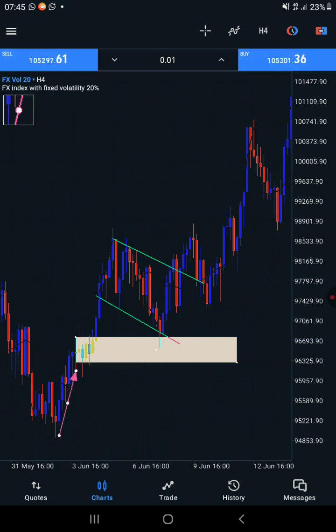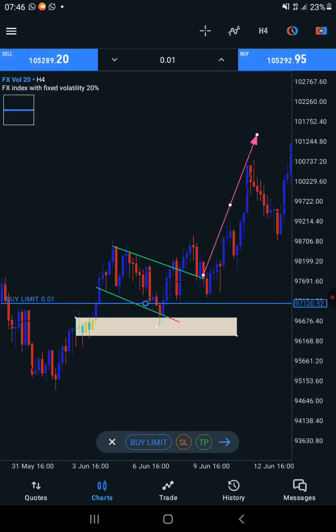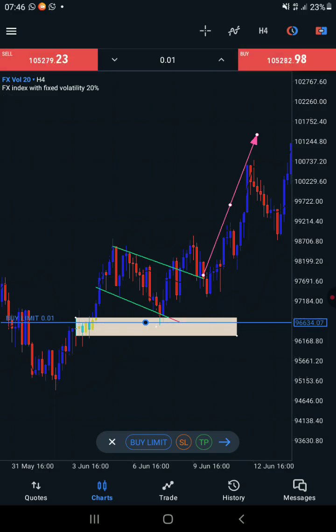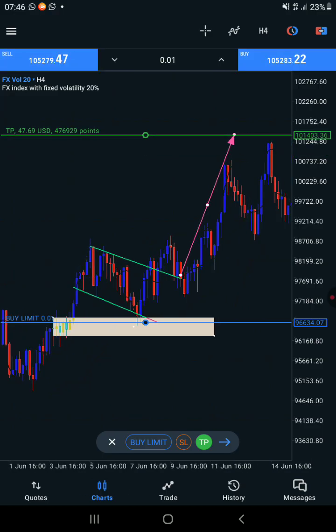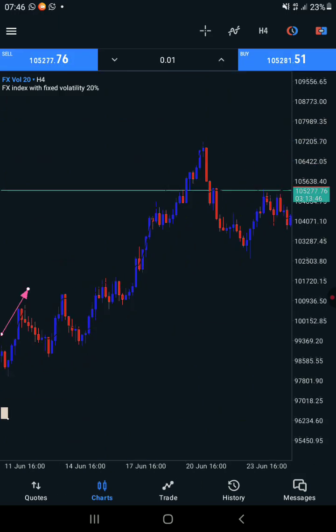You can measure the distance from here to there, then you bring that distance from the point of breakout. The market can reach there when it is in a serious up move. So imagine you entered there and you target that high, it would be somewhere there. You could have reached there after some days. Okay, that's how we trade the bullish flag.